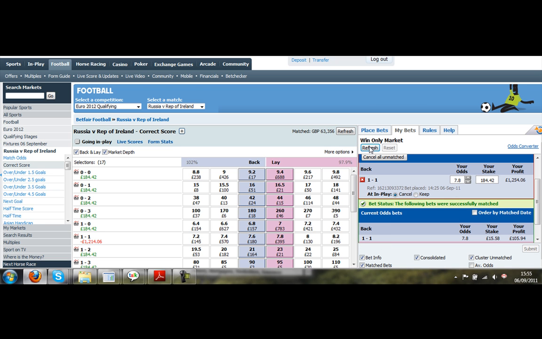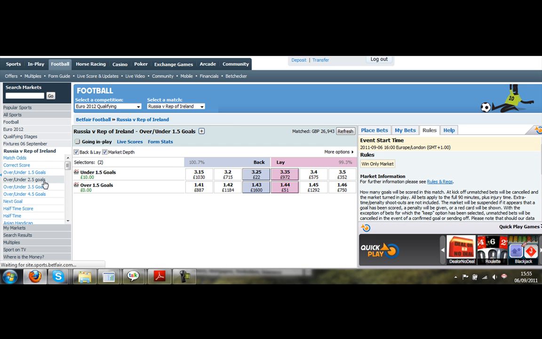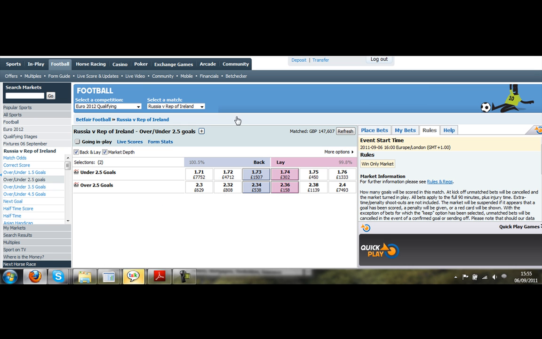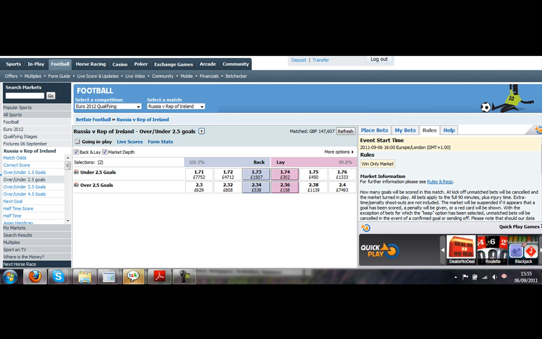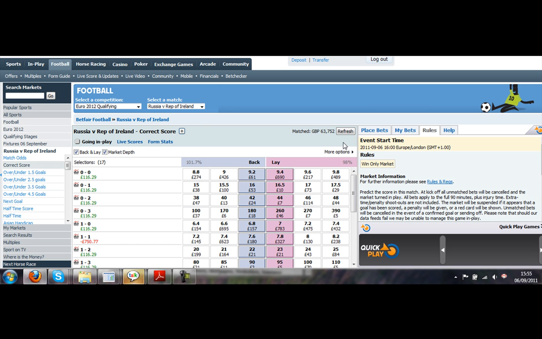Shirley is actually saying 7.8. So with the confidence we have behind us using this brilliant tool, we can effectively let it run. So we're starting to get matched. There's a little bit of money at 7.6, you can see.